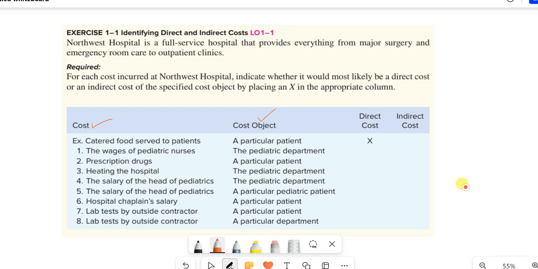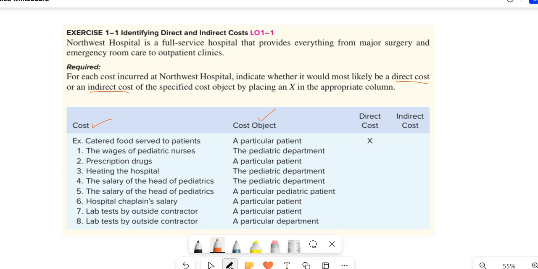Let's read it out. Northwest Hospital is a full service hospital that provides everything from major surgery and emergency room care to outpatient clinics. For each cost incurred at Northwest Hospital, indicate whether it would most likely be a direct cost or an indirect cost of the specified cost object by placing an X in the appropriate column.